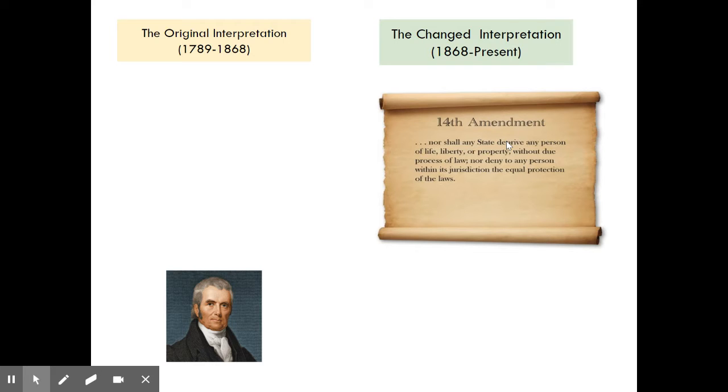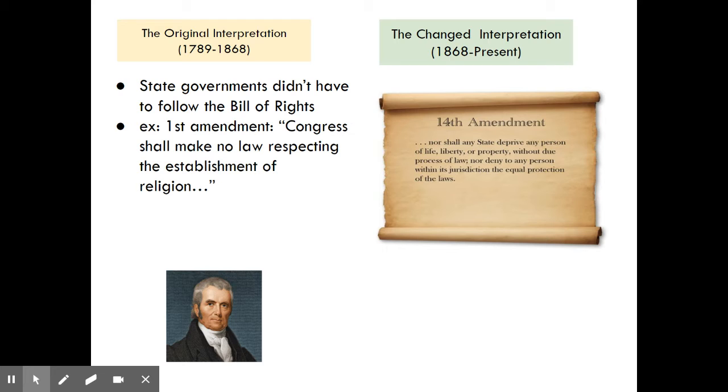The original interpretation that lasted from the beginning of our country's history up through the conclusion of the Civil War was that the state governments didn't have to follow the Bill of Rights. The Bill of Rights was intended to protect against an abusive national government, but wasn't applied to the state governments. And there are a couple of different reasons for this.